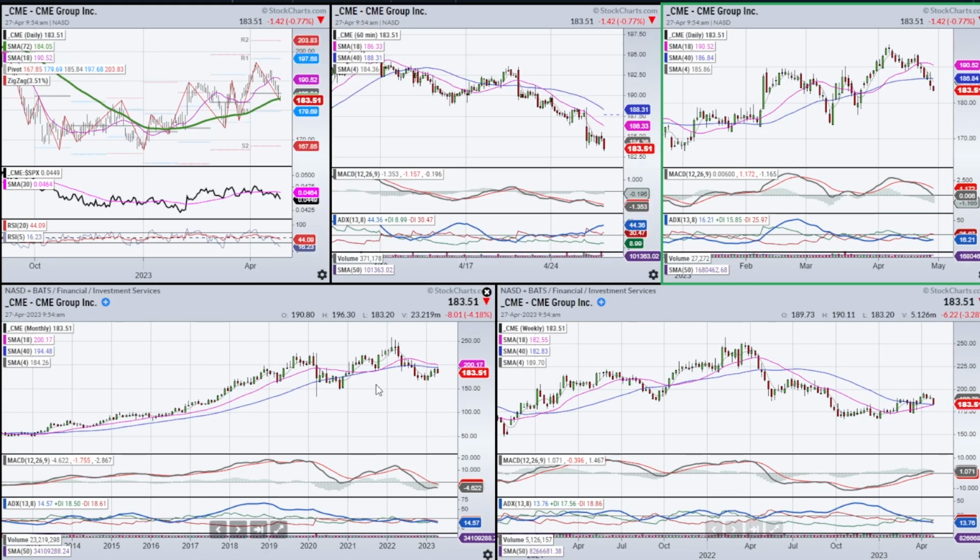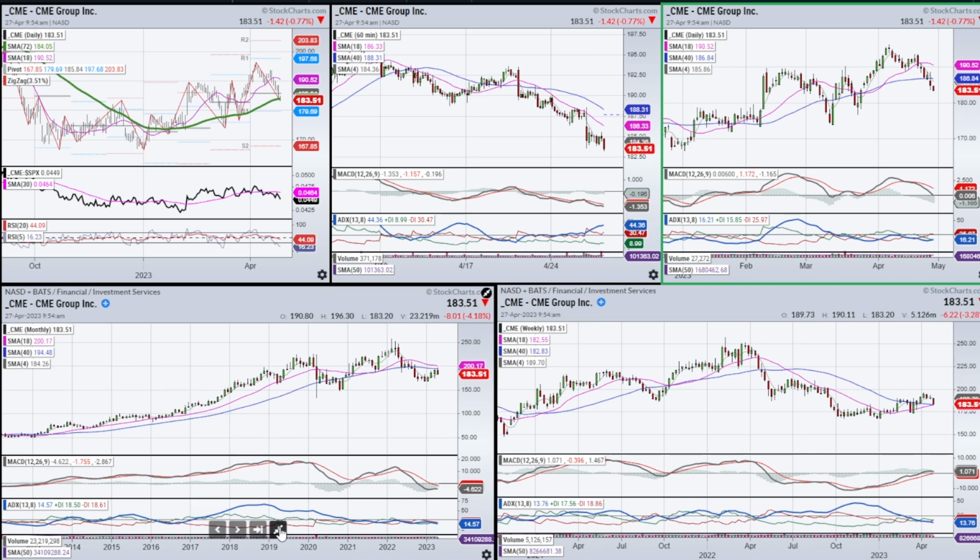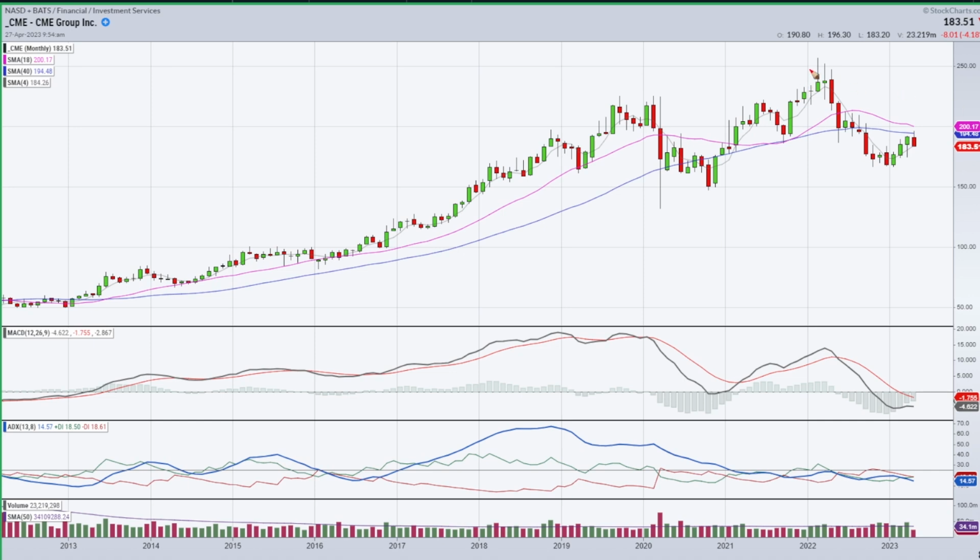Okay, CME. I don't really like the looks of this, frankly. I don't like the monthly pattern. We had a strong move to the downside, and now we're rallying back to the declining 18-month. But look at this. You know how some of these others were holding the zero line on the MACD? This is actually broken. This looks more like a rally in a downtrend.